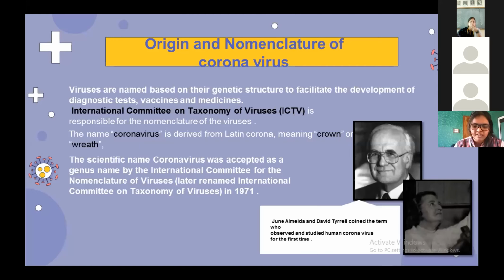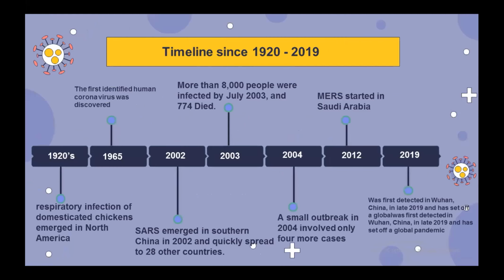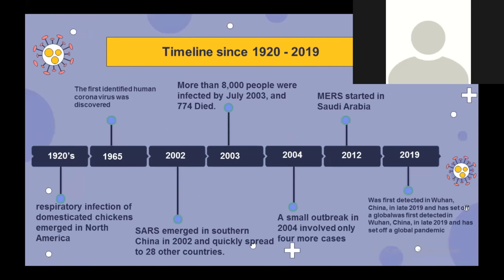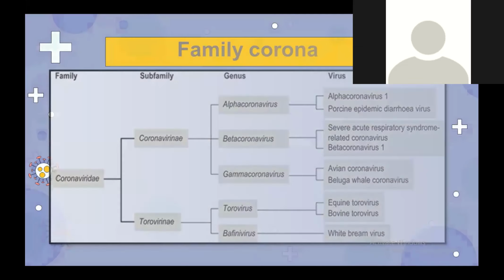Later, the first identified human coronavirus was detected in 1965 by June Almeida and David Tyrrell, who also named it coronavirus due to its crown-like structure. Talking about the timeline of coronavirus, it took hundreds of years for coronavirus to create a global level crisis, ranging from the 1920s to 2019. The COVID virus or SARS-CoV-2 belongs to genus betacoronavirus, which has an origin from subfamily Coronavirinae and family Coronaviridae.